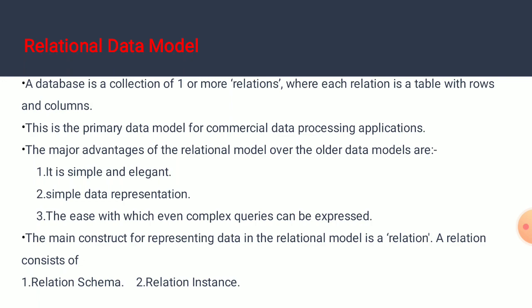The main construct for representing data in the relational model is a relation. A relation consists of relation schema and relation instance. Relation schema means the overall design of a database which we want to represent, which we want to store, and relation instance is the information which we present at any instant of time, or we can recover at an instant of time, is known as the relation instance.